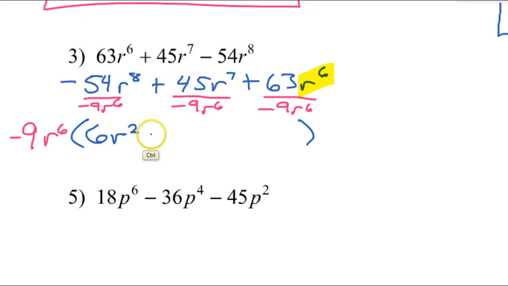45 divided by negative 9 is going to be negative 5. R to the 7th power divided by r to the 6th power is just r. Okay, 63 divided by negative 9 is negative 7. And the r to the 6th powers cancel each other out. So now I check what's inside of the parentheses. Is there any number that will divide into all three of these evenly? No. 5 and 7 are both prime numbers, so nothing's going to divide into them. That means I chose wisely, and this is the final answer.